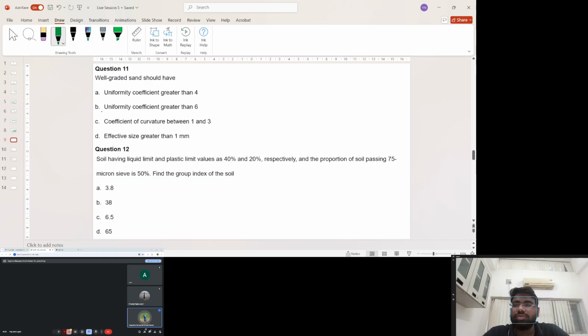So for sand, Cu should be greater than 6, and the coefficient of curvature should be between 1 and 3. So, B and C are the options. Right?